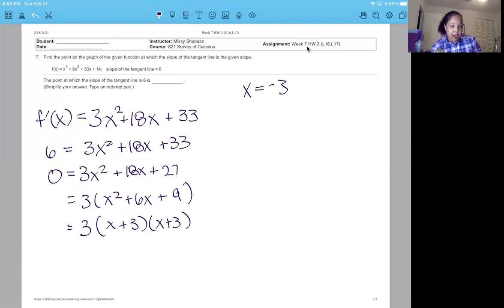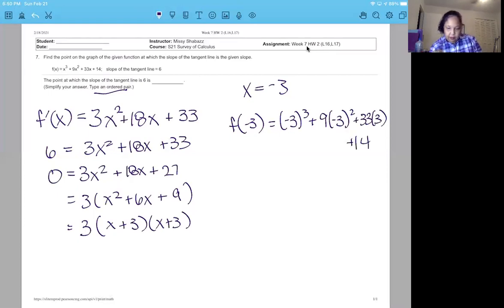They want us to type an ordered pair. So that means I also need to find the y value. So f of -3 is equal to -3 cubed plus 9 times -3 squared plus 33 times -3 plus 14. All right, so I have -3 cubed, plus 81, plus 99, plus 14. I'm getting 167. So at the point -3, 167. Let me check my number one more time, so I don't trust myself.